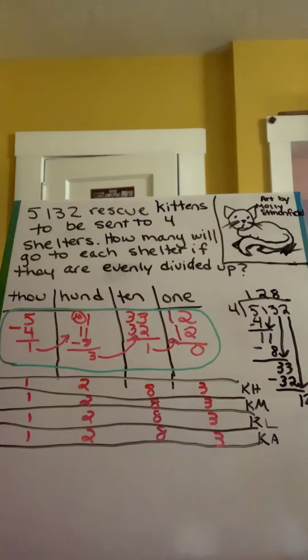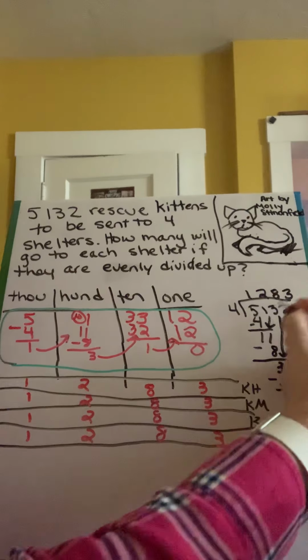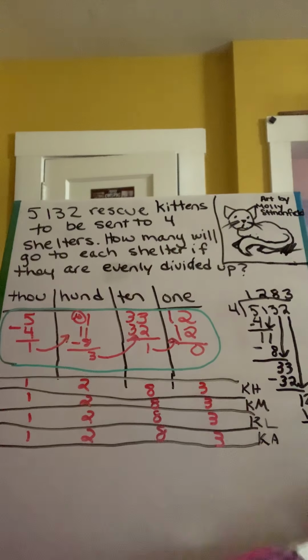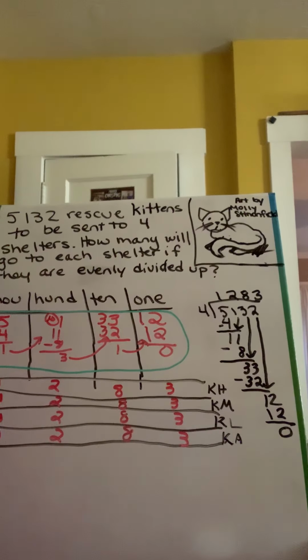Divided among our 4 shelters, we know they can each get 3, because 3 times 4 is 12. And then there's nothing left over. No lonely cats. Everyone has a home, either at a mansion, a hotel, an apartment complex, or kitten land. That one sounds fun.